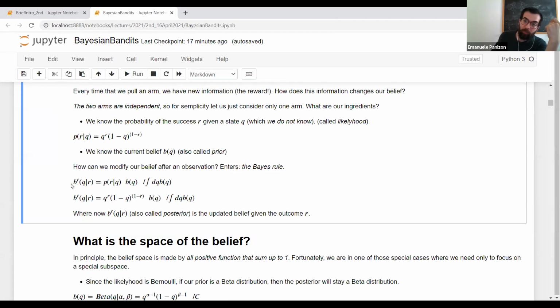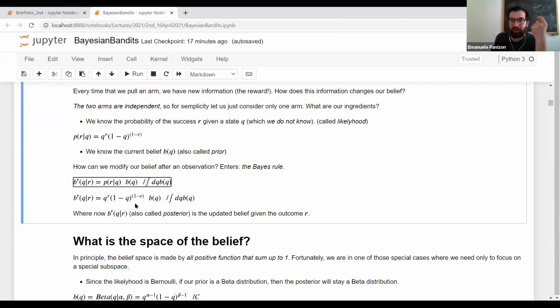The Bayes rule gives us a way to modify our belief. So the new belief, the new distribution of the probability over the state, given that I had a result, is obtained by multiplying the likelihood, the probability of having seen that result given a state, by the prior, the probability of being in that state. Then there is a normalizing factor, which just makes it a probability, so we don't care. As you can see, the new belief is just the old belief multiplied by the likelihood.